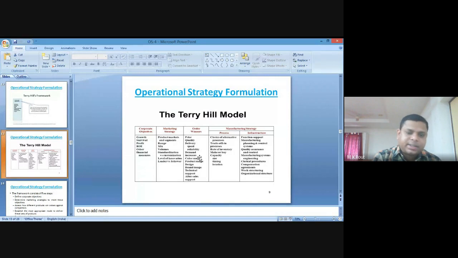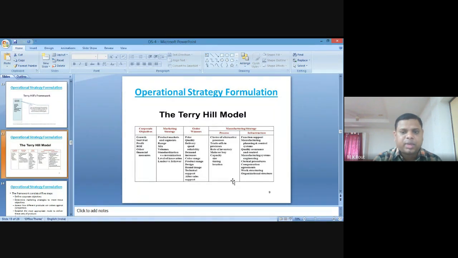But the next strategy is in case of order winners. Clear? So in case of order winners, the price, quality, delivery, then speed, then reliability, demand increase, then color range, product range, design, brand image, technical support, after sales support are included.